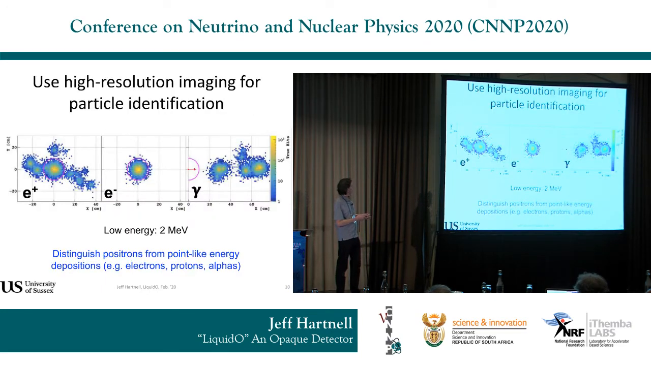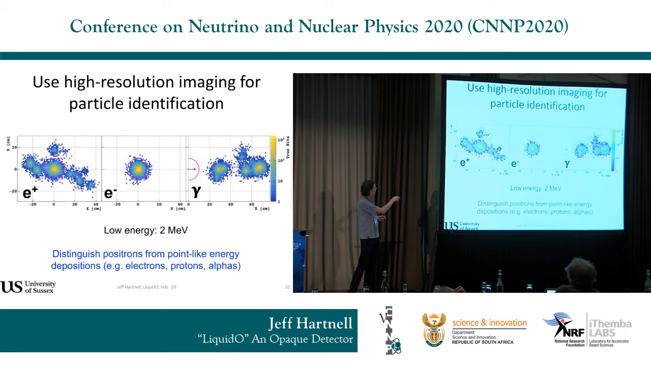Here are three examples. Here you've got a positron like what you just saw. Here's what an electron would look like, and then here's a gamma. All these are 2 MeV. And so you can clearly see that point-like energy depositions are going to be quite distinct from gammas where you've got Compton scatters. So this gives you the ability to distinguish positrons or gammas from point-like energy depositions: electrons, protons, and alphas.